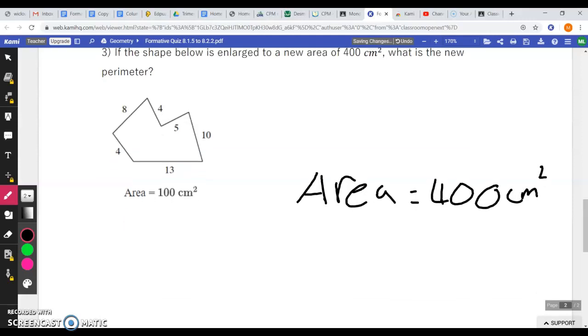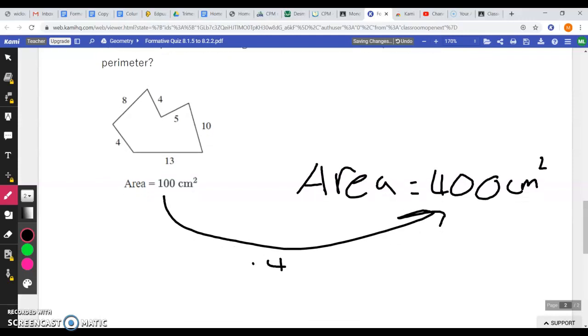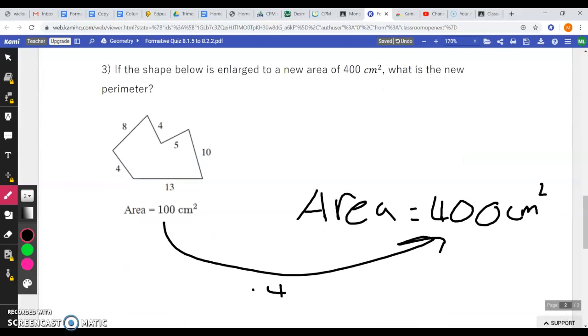Well, that is a growth. From 100 to 400 is a growth multiplier of 4. And since these are areas growing, this is telling me that my area scale factor must be 4, because the multiplier from one area to another is 4.